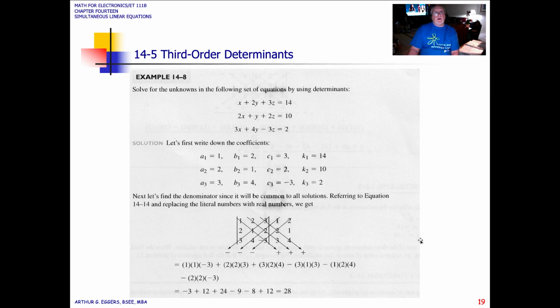So when we come back, we're going to take a look at an example of a third order determinant and see how we put this together with three expressions.